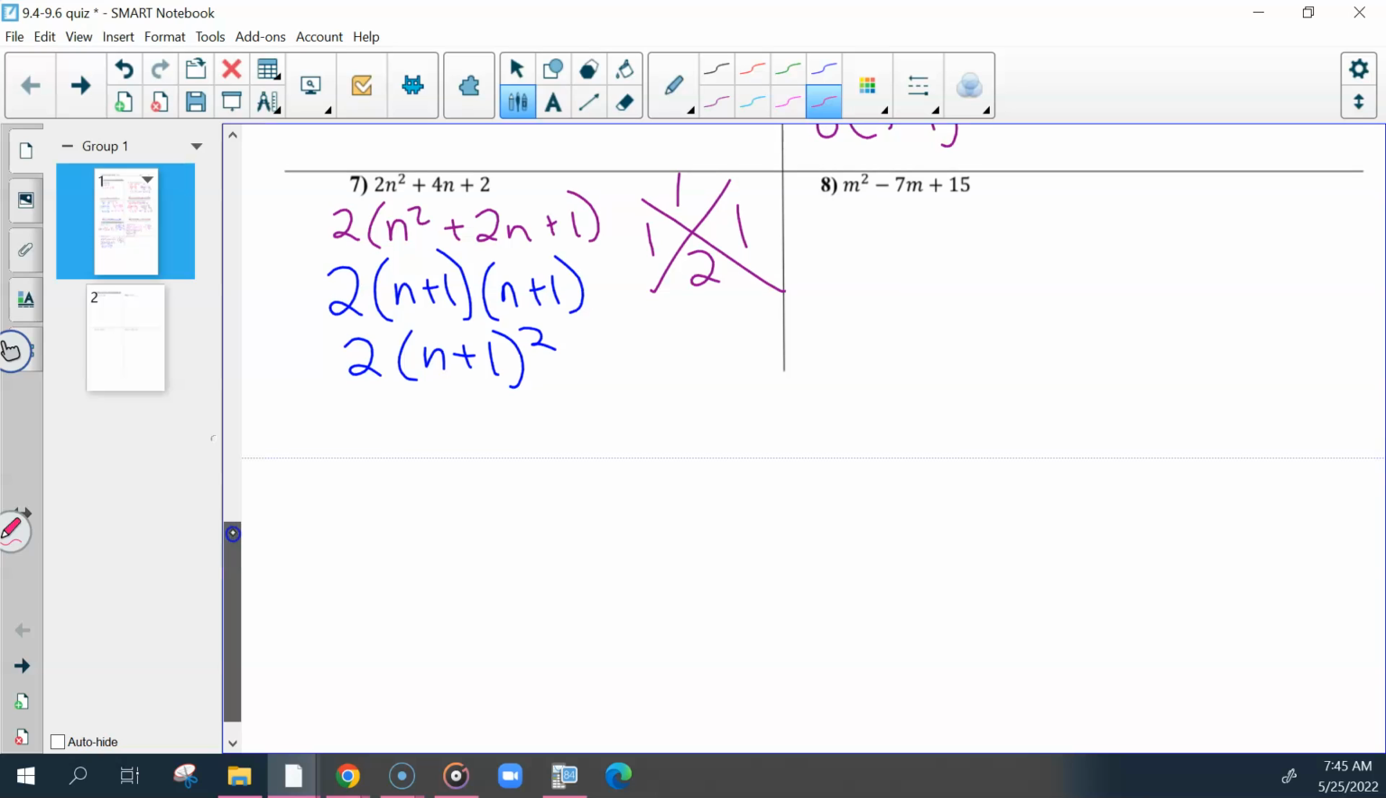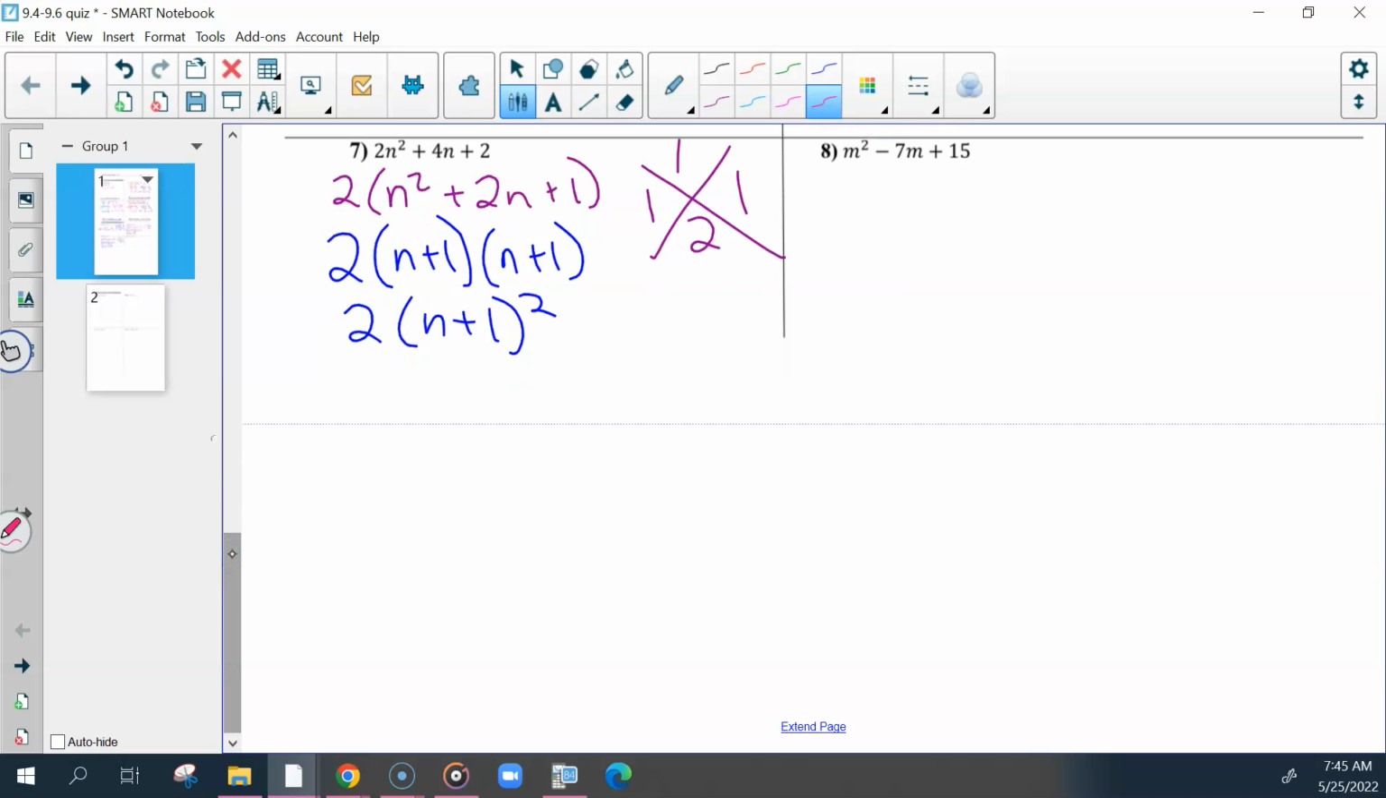Let's say you did not do the GCF, and many of you did not, and did it the other way. So you multiplied 2 times 2 to get 4, and you're looking for 2 numbers that multiply to be 4, that also add to be 4. The 2 numbers that would work are 2 and 2. So then you would rewrite this as 2n squared plus 2n plus 2n plus 2. This should tell you there was a GCF. You could have factored that out.